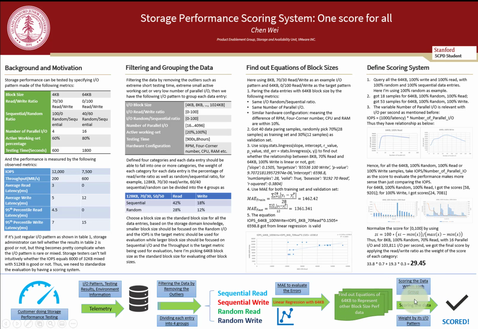After scoring these four corners of 64 KB 100% read and 100% write, I can get the score from 0 to 100. If a new sample comes in, I can first get it into the 64K representation, then get the score very easily by using this equation.